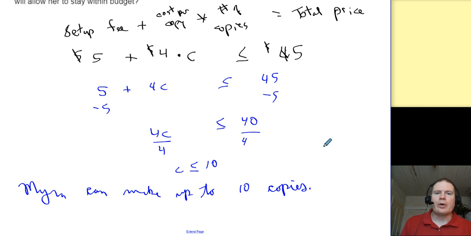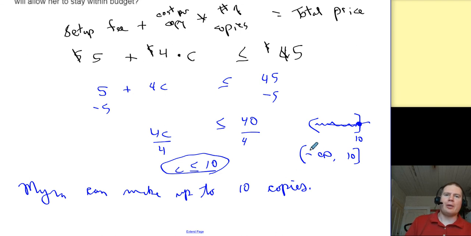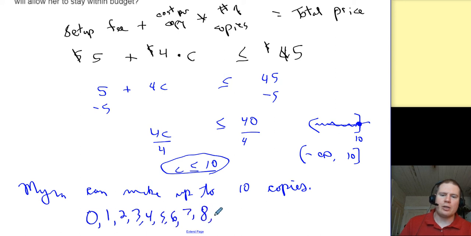We're good. Now, in terms of showing this algebraically, this statement doesn't give us any context, right? If I just graph c is less than or equal to 10, I'm going negative infinity up to 10. I can use the bracket here instead of the dot, same thing. Well, that's not what's going on here. Myra's not going in and making negative 75 copies in order to get a refund. Right? She's not making 9.3 copies. Right? The practical situation here is Myra could make 0 copies, not spend any money. 1, 2, 3, 4, 5, 6, 7, 8, 9, or 10 copies. That's her whole list here.